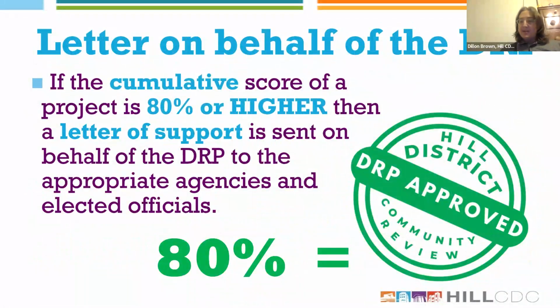So, like I said earlier, the cumulative score, which is the combination of the committee score and the community score, has to be 80% or more in order for a project to get a letter of support from the Hill CDC. Next slide.